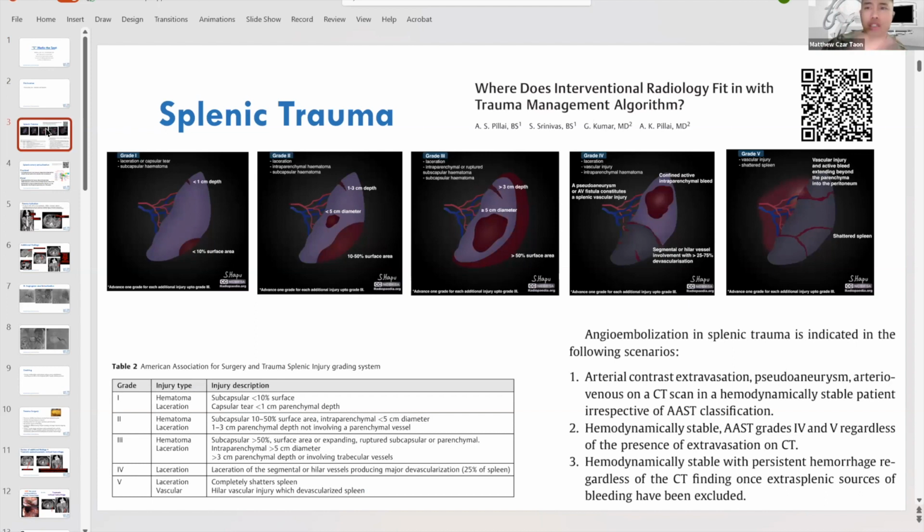Now, trauma correlates the entire body, so it's a little bit much to talk about in 8 minutes. So I wanted to focus on a very unique splenic trauma case we had this week on call, and I'm still on call at this very moment.